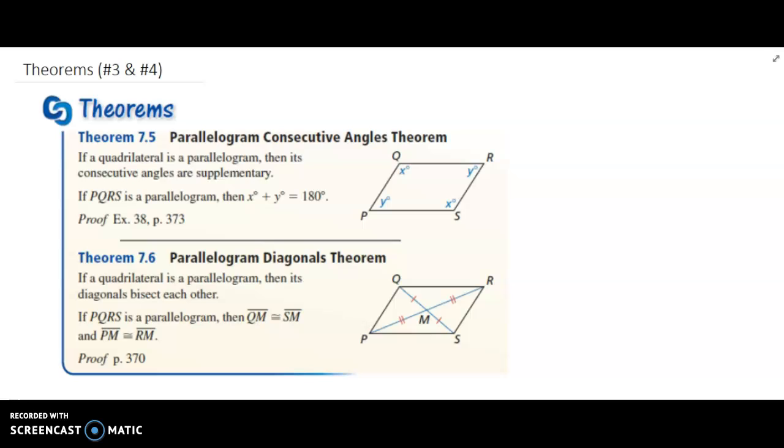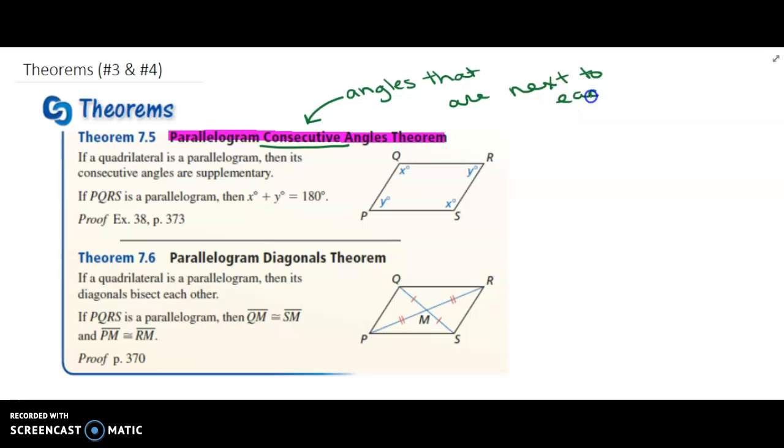All right, so here's the other two theorems, or the other two properties. This one is the consecutive angles theorem. Now consecutive angles, guys, consecutive means angles that are next to each other. Okay, so they're not opposite of each other, but they're right next to each other. They're neighbors. All right, so this theorem tells us that if a quadrilateral is a parallelogram, then its consecutive angles are supplementary. Okay, so they would add up to 180.